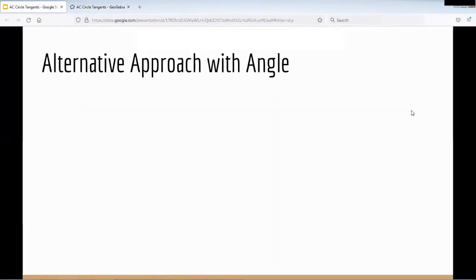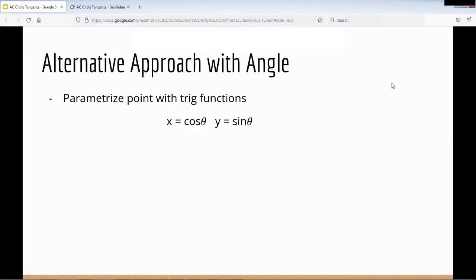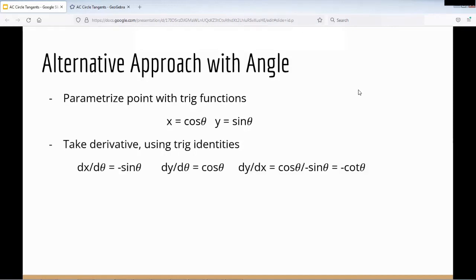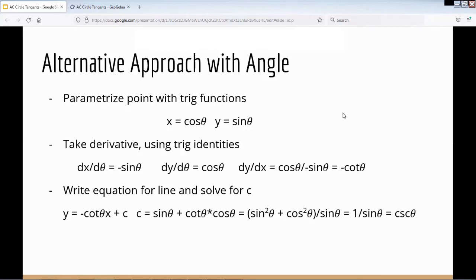But there's another way that we could do this. We could use angle instead of writing a function in terms of x. So we have another way to parameterize this circle using sine and cosine. We can take derivatives of these, do a little differential calculus, and we get that our slope is negative cotangent of theta. Again, we have to plug it into an equation for a line and solve for a constant term, and we get this equation at the bottom.